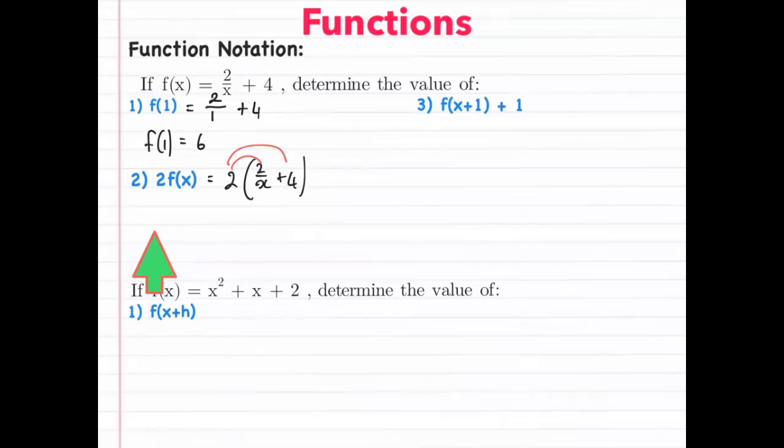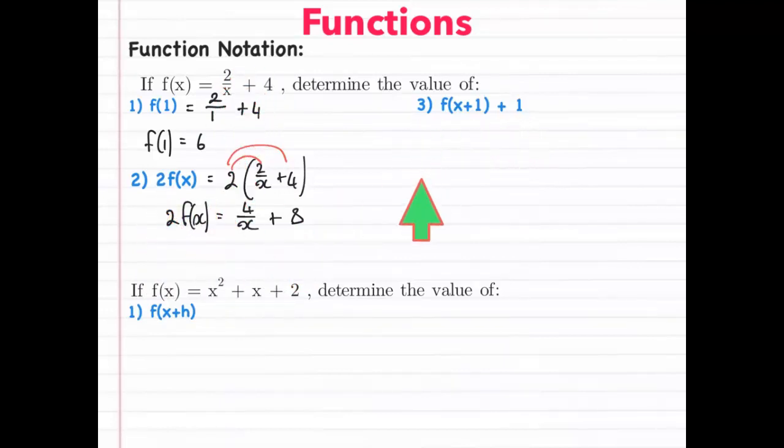So let's write that answer. So 2 times our function of x is equal to 4 over x plus 8, and we are done. And that's what will happen if we take the entire function and we multiply it with 2.